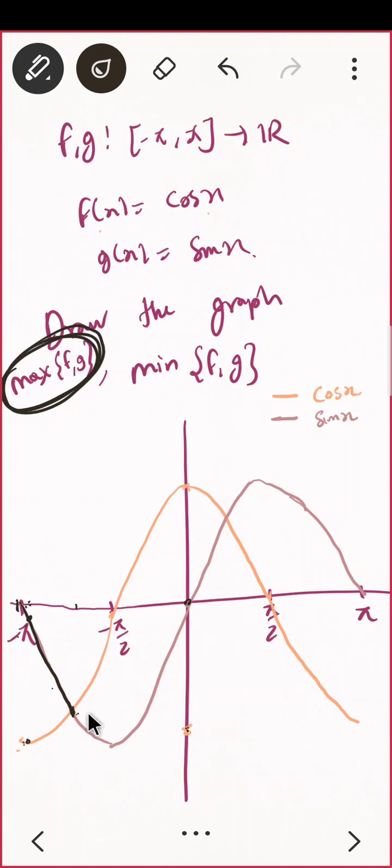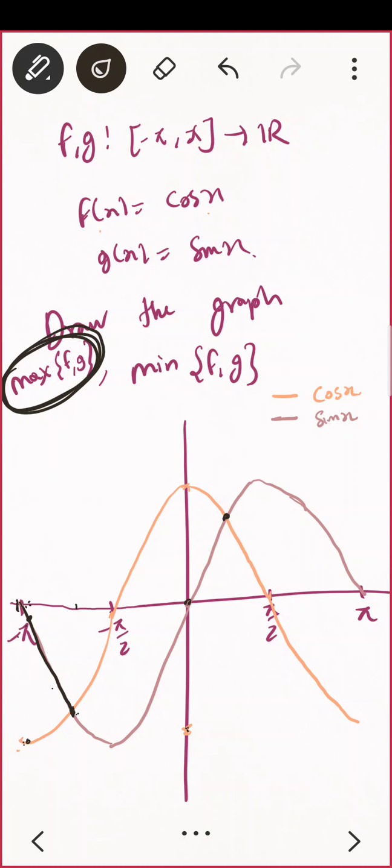Okay. What about from this interval to this interval? Even intersection till intersection you can consider. So you see from this intersection to this, which one is maximum? Okay, cos.